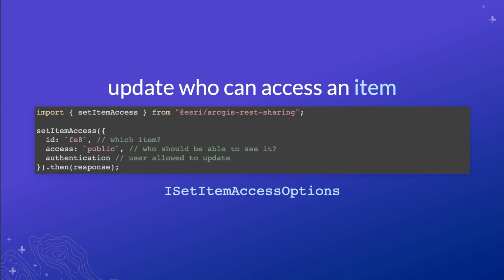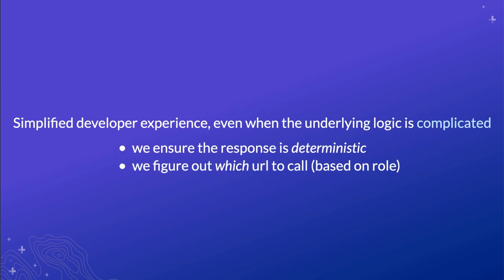The functions in this library also try to reduce the overhead of constructing a URL and require as little information as possible from the user. For example, in this setItemAccess function, we only need the ID of the item, the access value or who it should be shared with, and some authentication to know if the current user is allowed to update the specified item. This way, you don't need to construct the full URL with the correct portal and the correct folder paths to make this request.